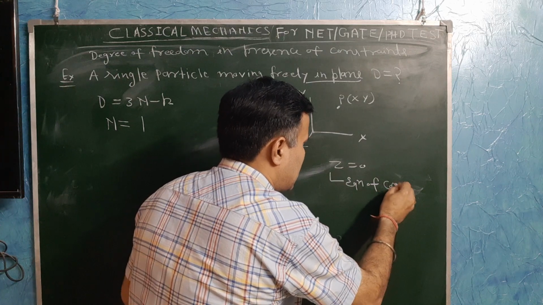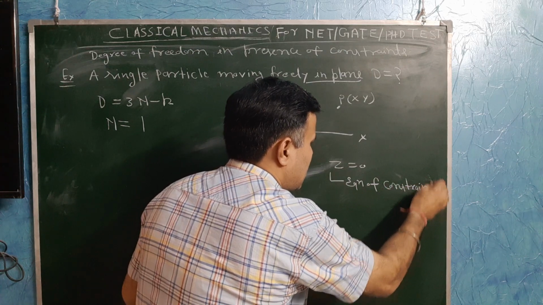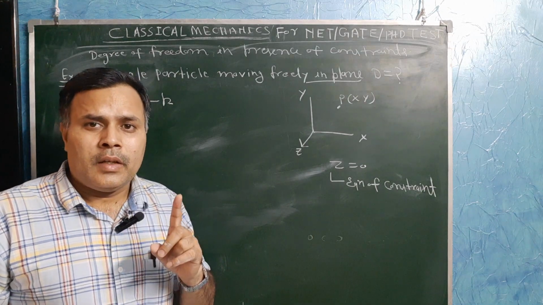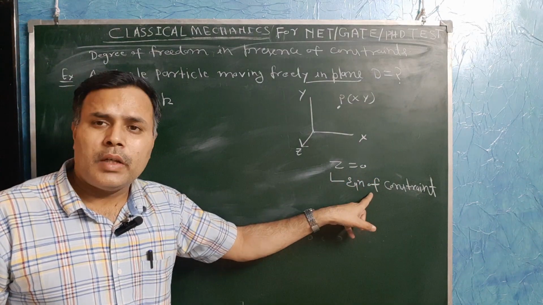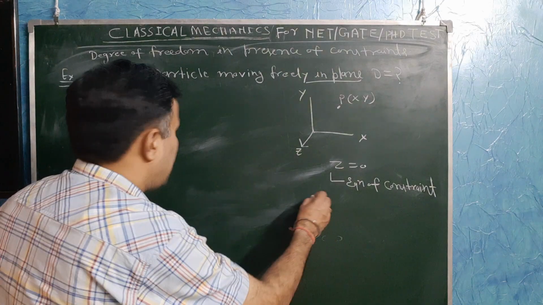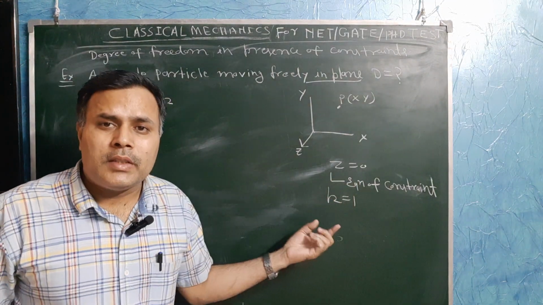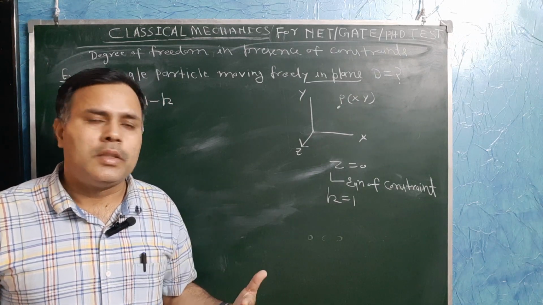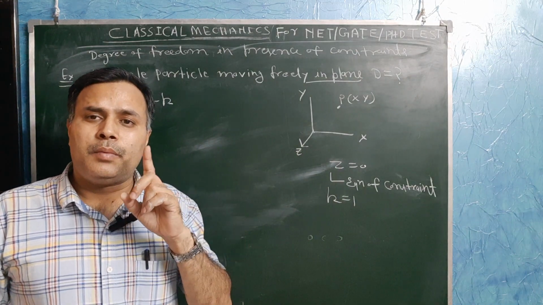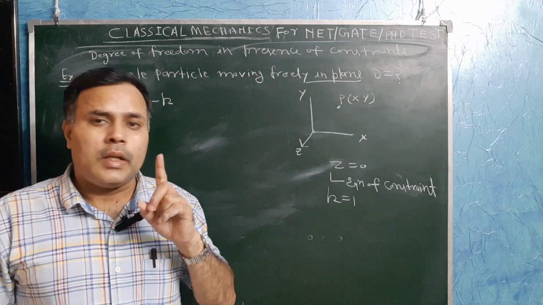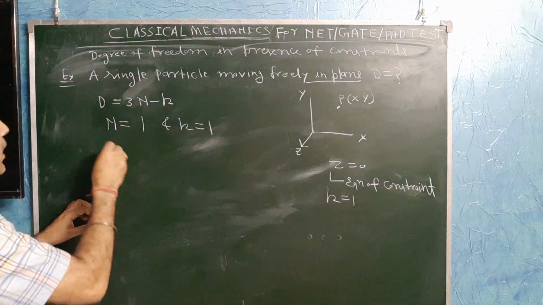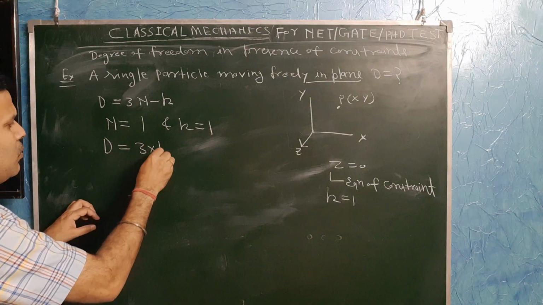Equation of constraints. There are no other constraints present in the system. So we have only one constraint, that is z equal to 0, and this z equal to 0 is known as the equation of constraints. So what is k? K is the number of equations of constraints present in the system. In this case we have only one constraint, because the single particle is freely moving in a plane instead of space. So in a plane, z equal to 0, so k is equal to 1, and n equal to 1. So degree of freedom is simply 3 into 1 minus 1.